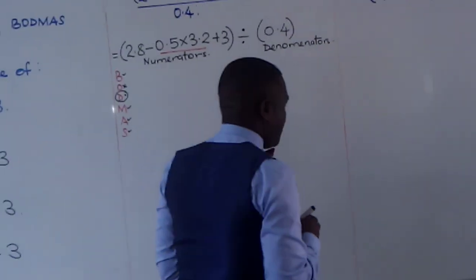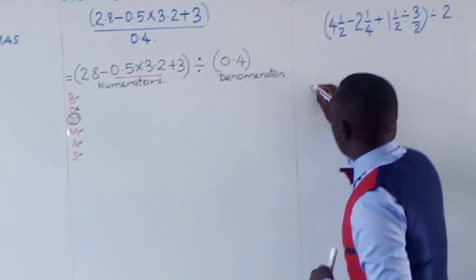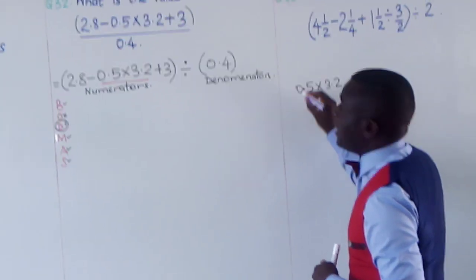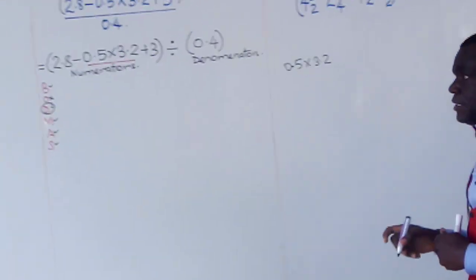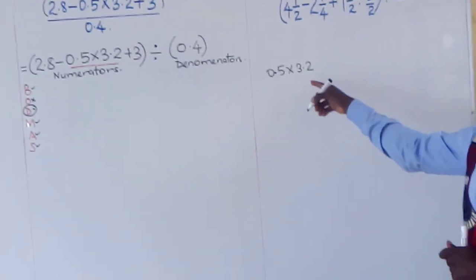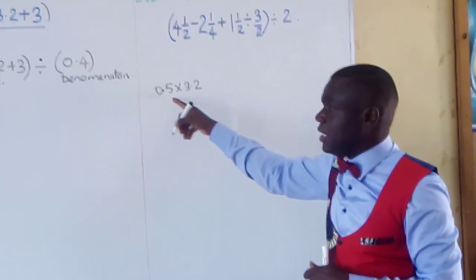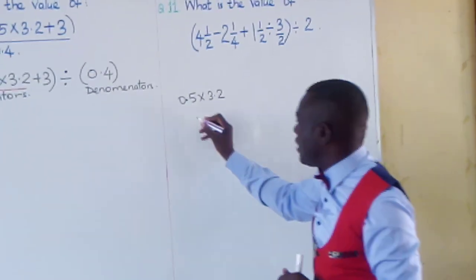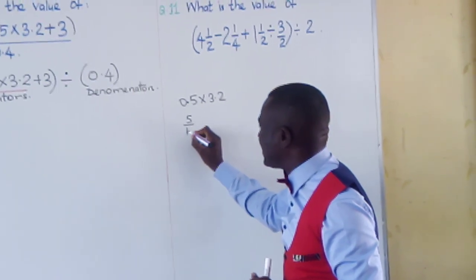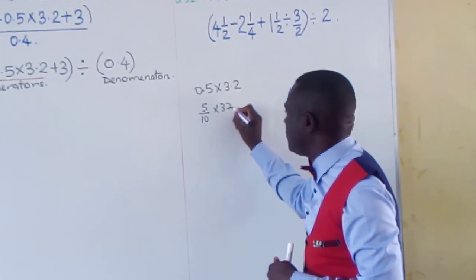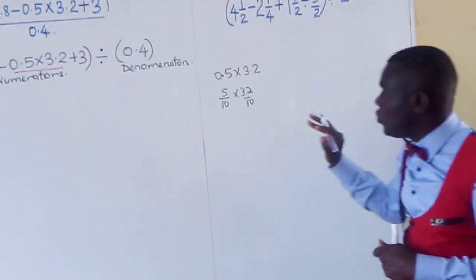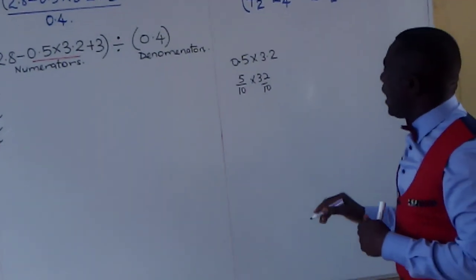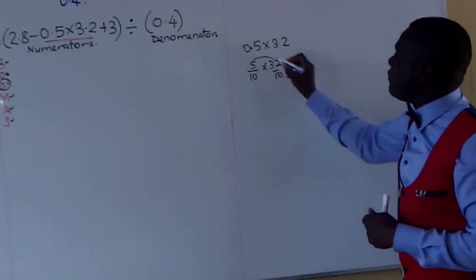Boys and girls, look at what I'm doing carefully. Let's come to this other side of the blackboard. 0.5 multiplied by 3.2. I must be very keen. For me to multiply these two decimal numbers without losing the decimal, I express them as fractions: 5 over 10 times 32 over 10. I don't want to lose the decimals.